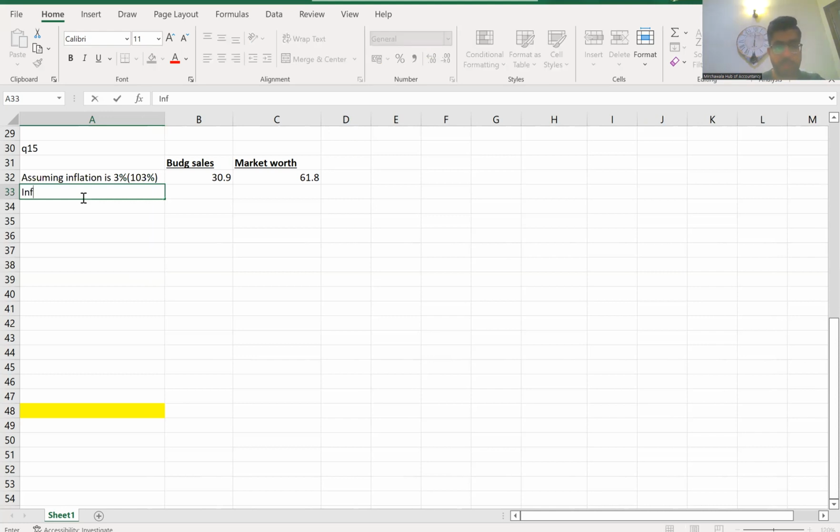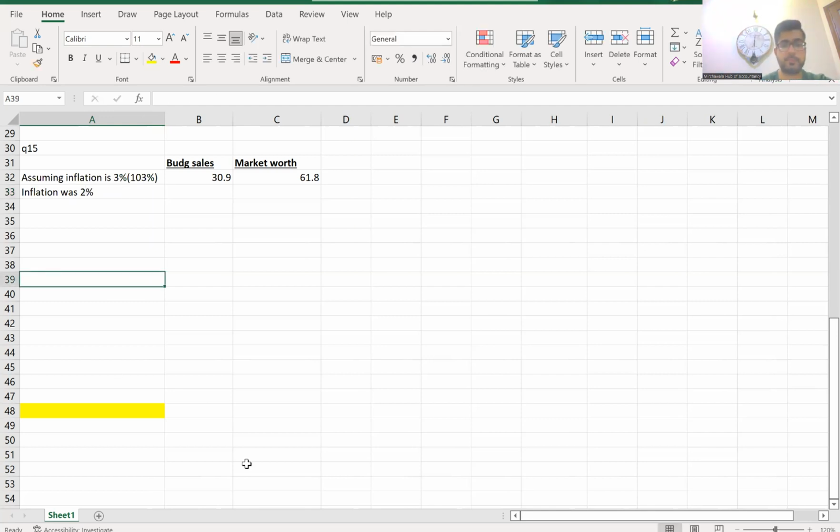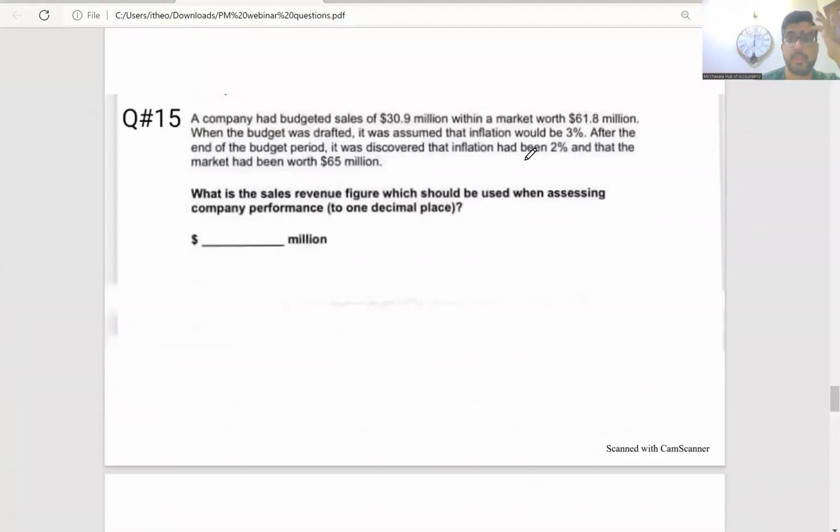But inflation was 2%. And market was 65 million worth. What is the revenue figure which should be used when assessing the company's performance? Okay, what is the better revenue figure? Simply.